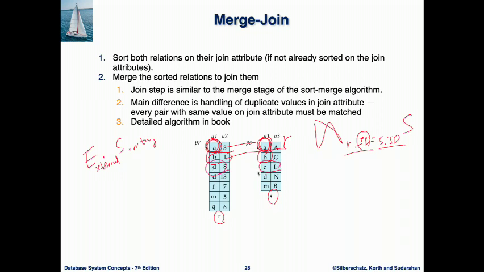So you have D and C. In this case, C is smaller than D, or C is before D. So in this case, you need to advance the pointer to the next record.